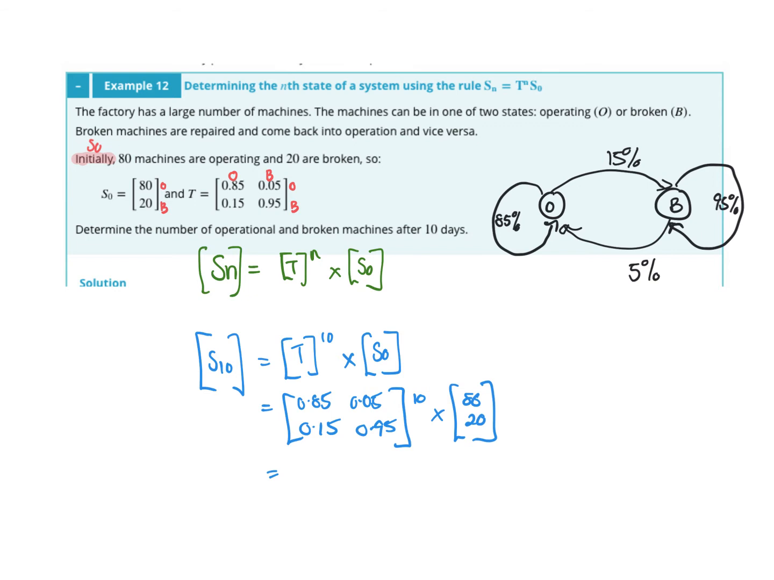Okay, so we found out that S10 was 30.9 and 69.1. Because initially we add up to 100 machines, we always should have 100 machines when we're finishing, because we're not losing any. So when I tidy this up, I'm going to round this to 31 and leave this one as 69. I double check that they do add up to 100, and they do, and that makes sense.